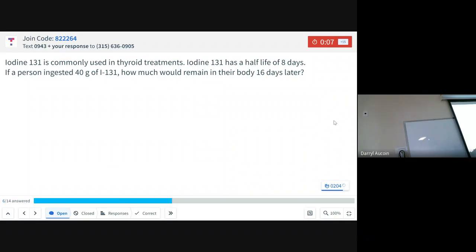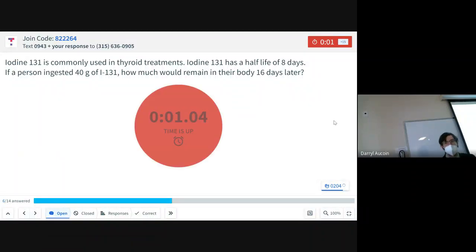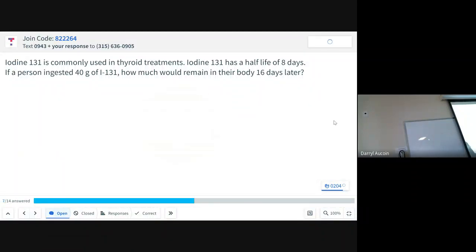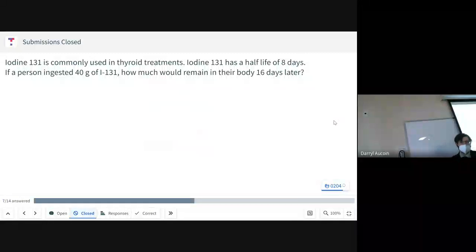We'll give you half-life numbers that aren't too bad. So 8 and 16 are divisible. We're not going to give you 15 or 20 half-life days. We'll give you ones that are whole numbers that divide easily. But that was just kind of another example.